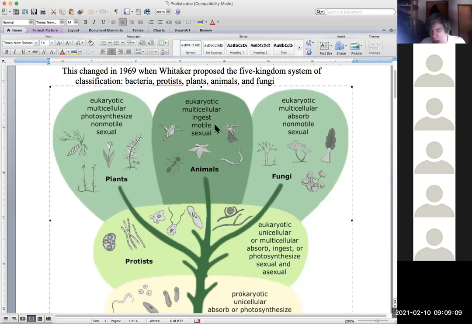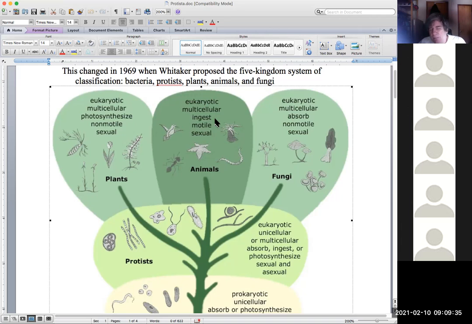Animals are motile, they can move. Now keep in mind, they can only move at some point during their life cycle. A lot of animals, once they reach adulthood, are stuck in one location. For instance, coral. They ingest their food, they eat their food. Animals are multicellular, and again, they have eukaryotic cells.